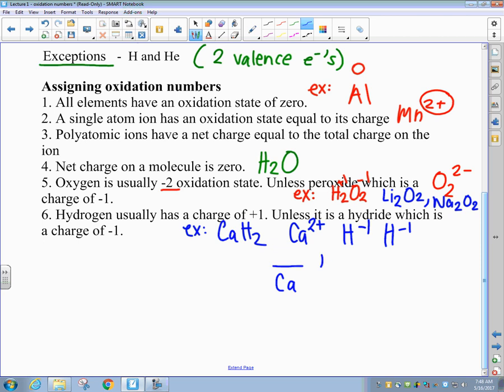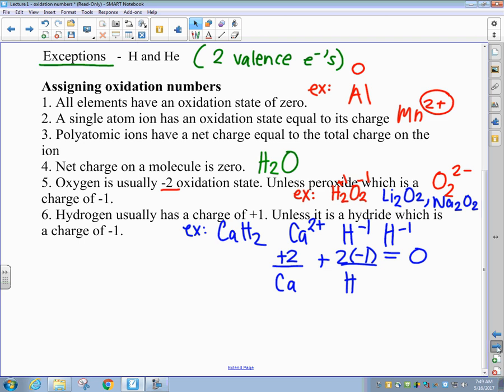So calcium plus hydrogen, 2 times its oxidation state equals 0. We know calcium only has one oxidation state, which is that of +2 if we look at the periodic table. So we know this is +2, and we know 2 times this has to equal the net charge of 0. So this must be a -1 charge, which is a hydride.